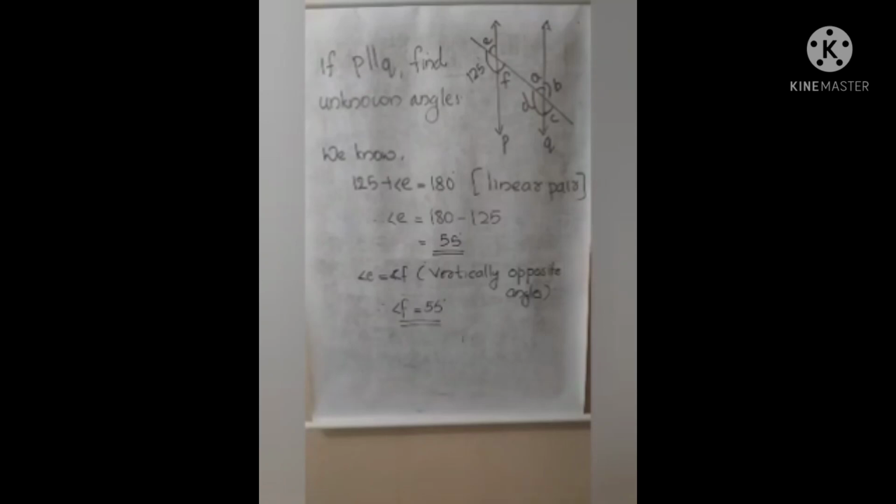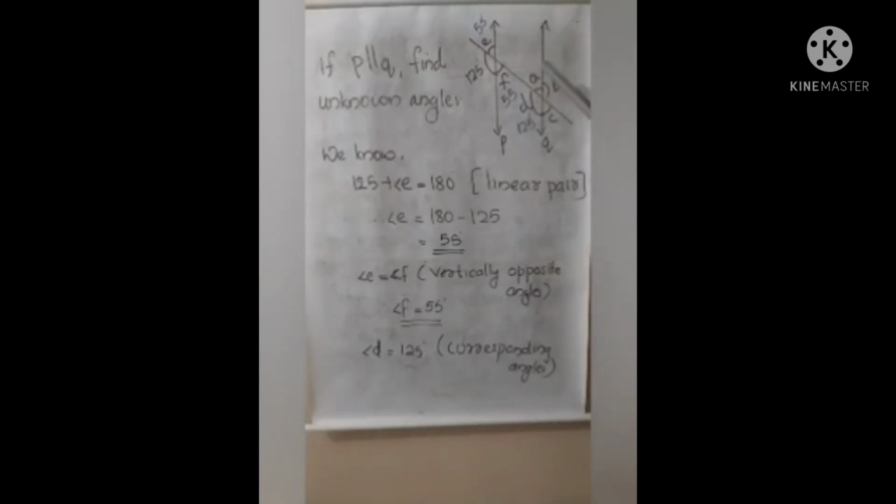Now what is known here is that this angle is 125 degrees. Can you find the corresponding pair of this 125? Is it D or C? When we consider these two lines with this transversal, the corresponding pair of 125 is D. Each pair of corresponding angles is equal, so what is the value of D? 125 degrees. Now observe the figure: E is 55 degrees, F is also 55 degrees, and D is 125 degrees.